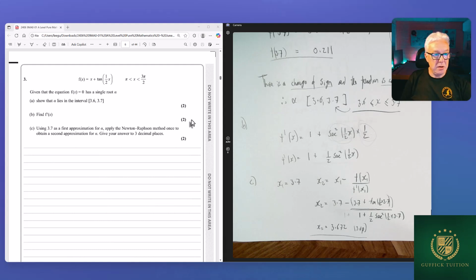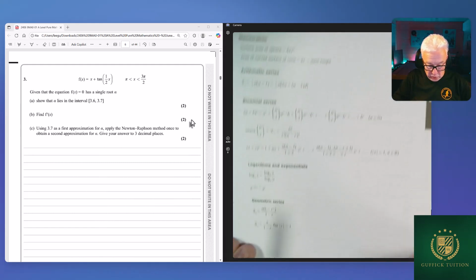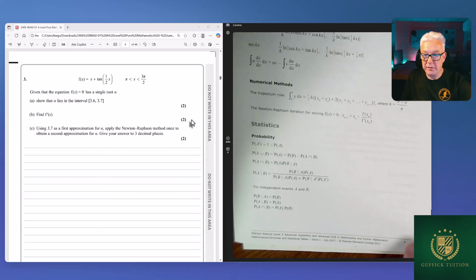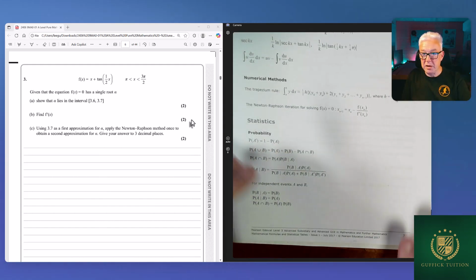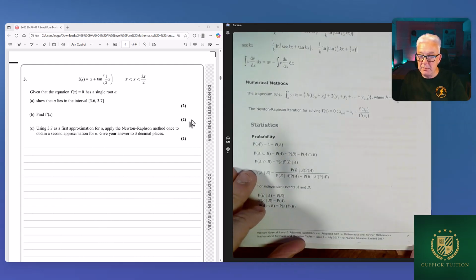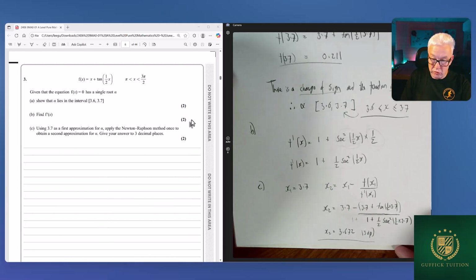Part C, it says, using 3.7 as a first approximation for alpha, apply the Newton-Raphson method once to obtain a second approximation for alpha, giving your answer to 3 decimal places. The fortunate thing here is we're given this formula in the formula booklet, which is super useful. So here we are in the formula booklet, and you can see we're given the Newton-Raphson formula: x n add 1 equals x n minus f of x n over f dashed of x n.